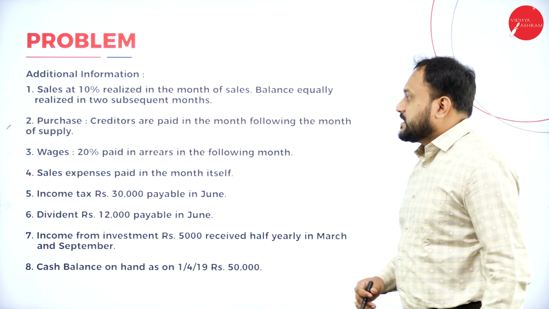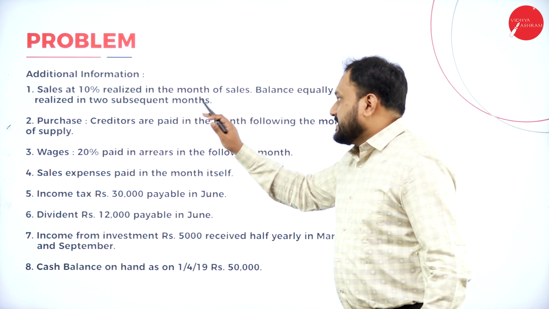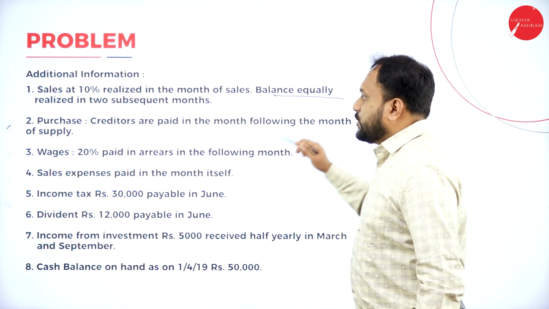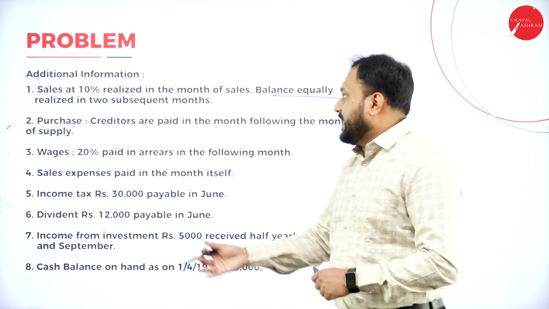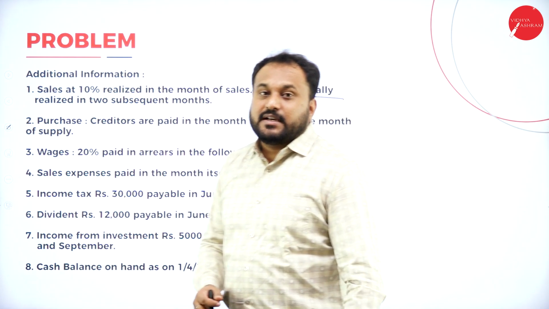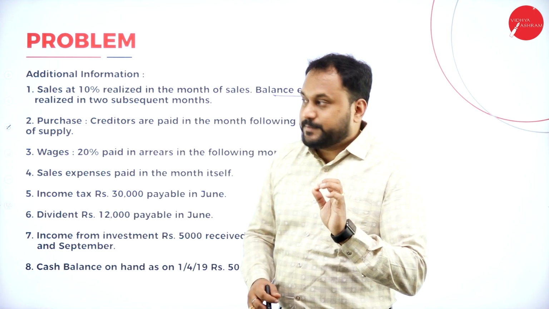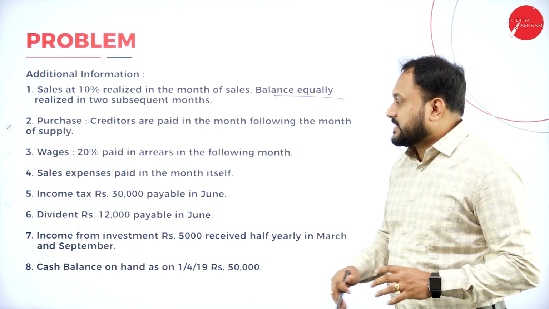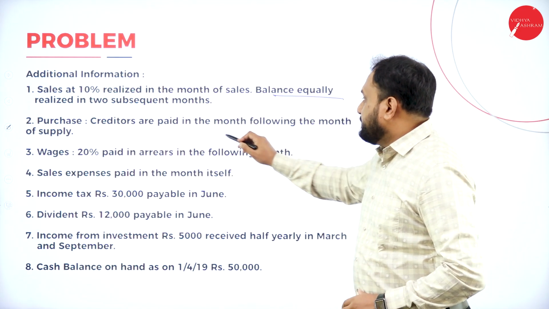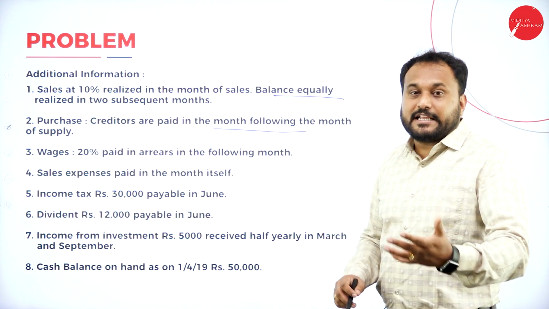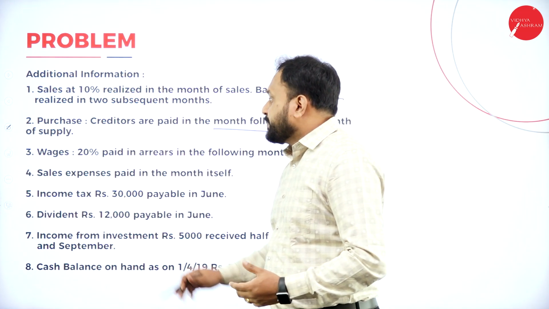Let's go with the adjustments. Sales are 10% realized in the month of sales, balance equally realized in 2 subsequent months. That means credit sale is also given here. So understand. Purchase. Creditors are paid in the month following the month of supply. That means there is a 1 month lag in payment.